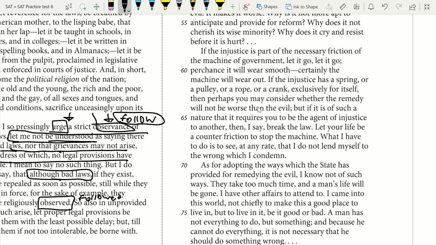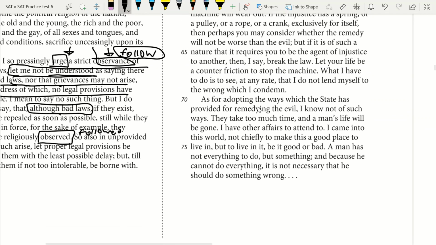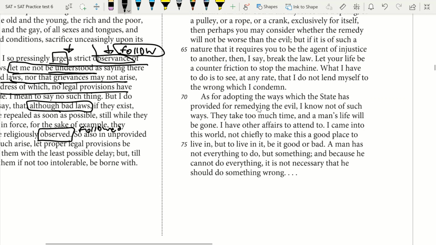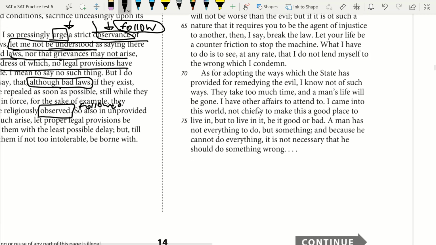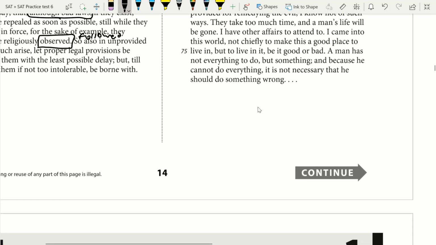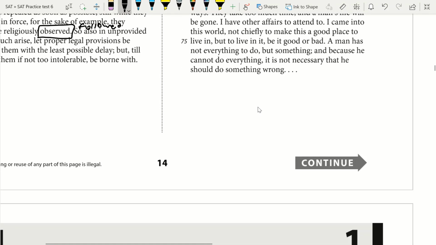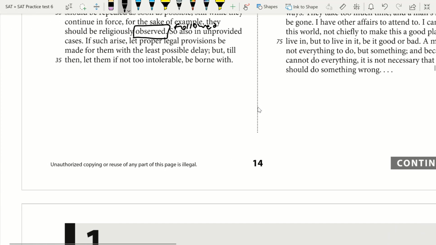What I have to do is to see at any rate that I do not lend myself to the wrong which I condemn. As for adopting the ways which the state has provided for remedying the evil, I know not of such ways. They take too much time and a man's life will be gone. I have other affairs to attend to. I came into the world not chiefly to make this a good place to live in, but to live in it, be it good or bad. A man has not everything to do but something, and because he cannot do everything, it is not necessary that he should do something wrong.